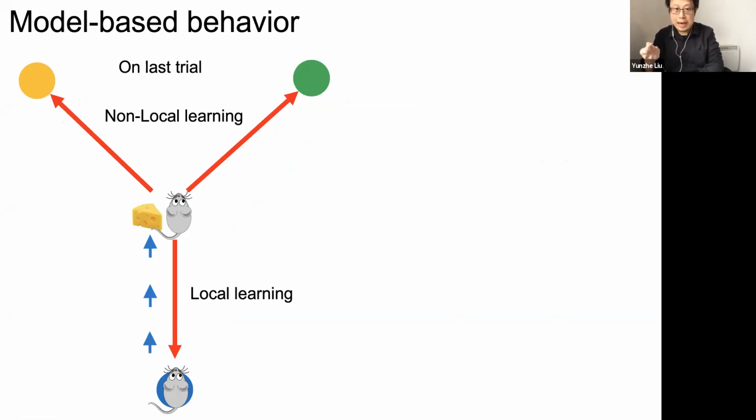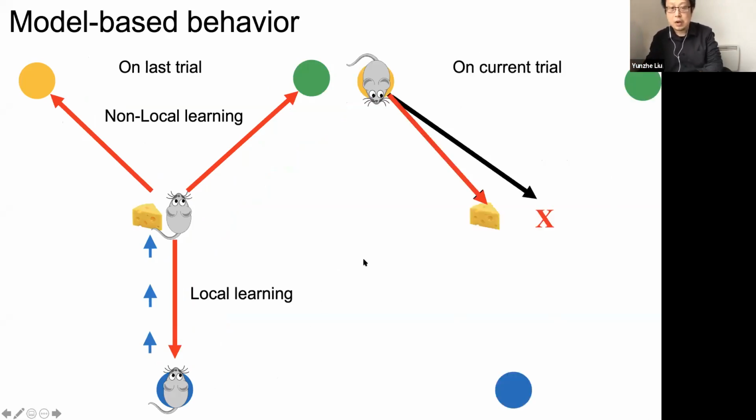So we can define model-based behavior in a model agnostic way. Again, we already separate local and non-local learning. Let's say on the last trial, we start from the blue. Then in the current trial, if I have been put in a different starting arm, if I am model-based, i.e. if I know the transition structure, I should be more likely to choose this path versus this one, right? Because I already got a reward on this path.